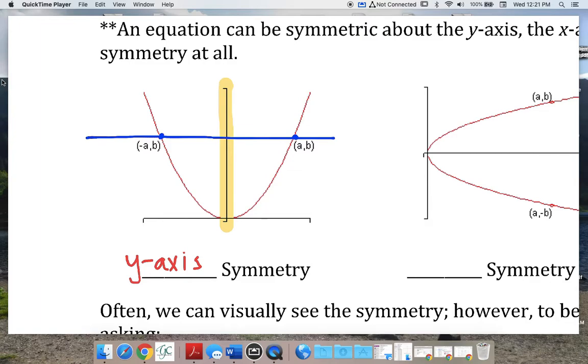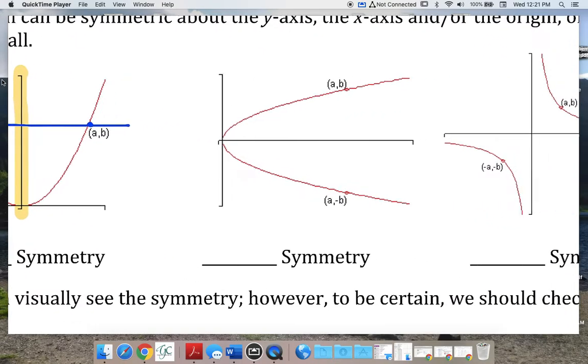All graphs that are symmetric about the y-axis can be found using these points where the y value stays the same but we change the x value, and that has to be true for a graph that is symmetric about the y-axis.